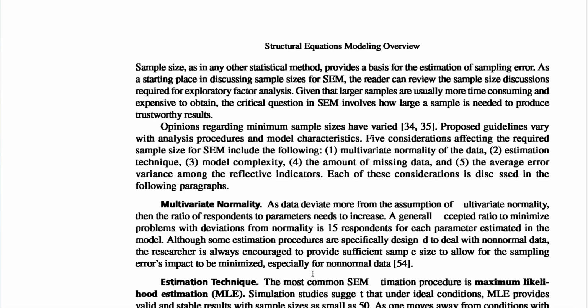Opinions regarding minimum sample size have varied. Proposed guidelines vary with analysis procedure and model characteristics. Five considerations affecting the required sample size for structural equation modeling include the following. The first, multivariate normality of the data. The second is estimation technique. Next, model complexity, and next the amount of missing data, and fifth the average error variance among the reflective indicators. Each of these considerations is discussed in the following paragraphs.